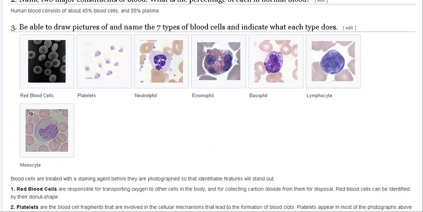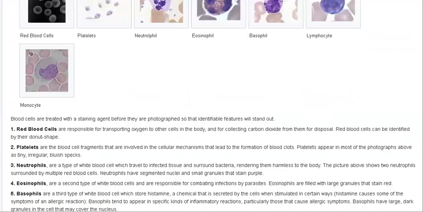Okay. Be able to draw pictures of and name 7 types of blood cells and indicate what each type does. Okay, guys. So we're going to go really basic. You have to know about red blood cells. Yes. You have to know about platelets. Yes. You have to know about lymphocytes. Sure. The rest, no. Above your pay grade.